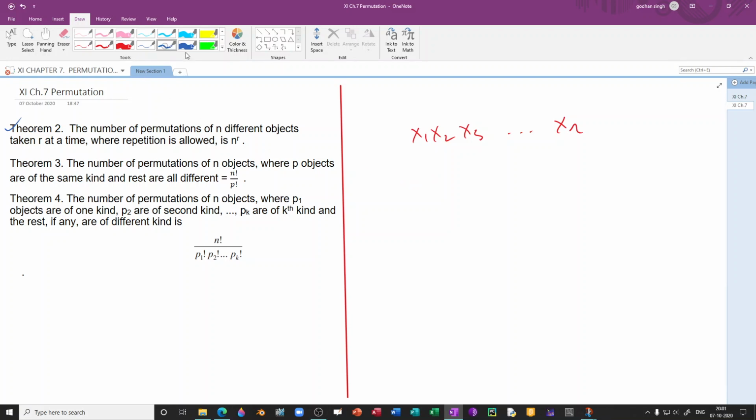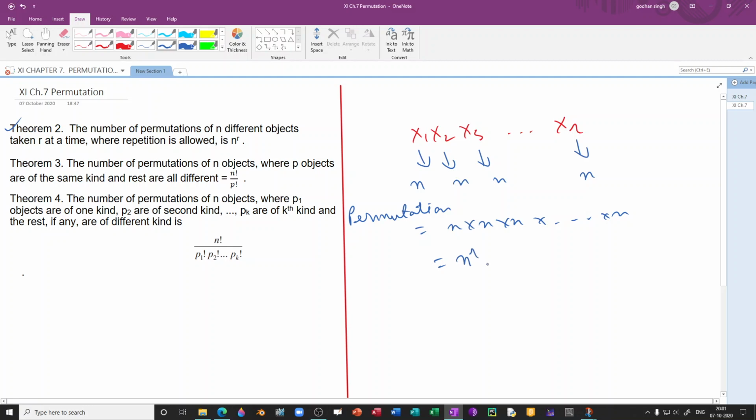So in this case, what will happen? X1 can be filled up in how many ways? n ways. X2 can be filled up in n ways. X3 can be filled up in n ways, and so on. Xr can be filled up in how many ways? n ways. So by the fundamental principle of counting, the number of ways in which the permutation can be carried out will be equal to n into n into n and so on. So the permutation of n distinct objects at r distinct places when repetition is allowed is equal to n times, here n will come r times, so we will be getting n raised to r.